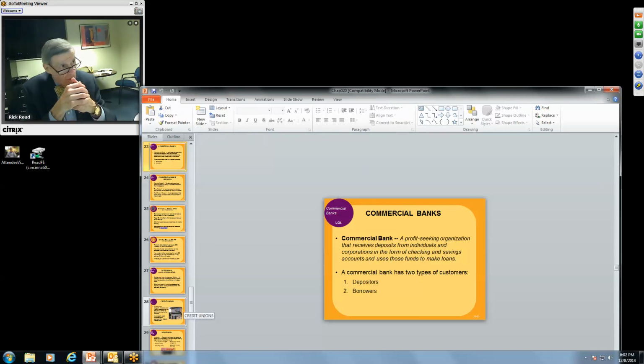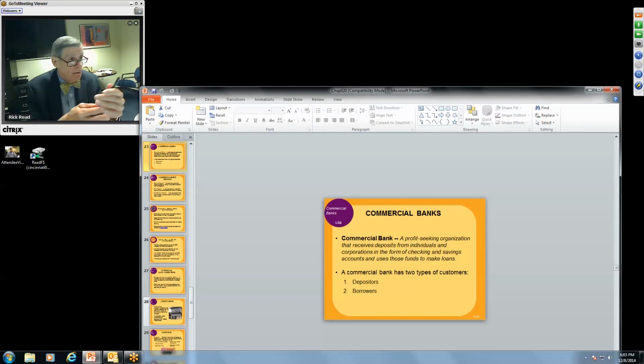And it encourages people to come in and open savings accounts, from which it will loan money and then pay interest back to the holder of the savings accounts. Of course, they offer other types of savings instruments like money market certificates, money market accounts, and certificates of deposit, etc. Two types of customers, and sometimes they're the same: depositors and borrowers.